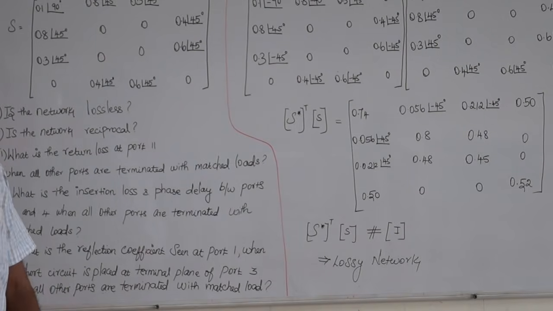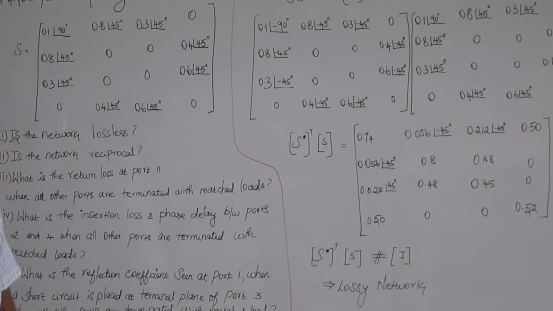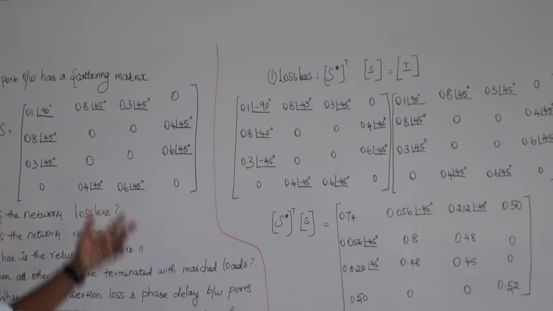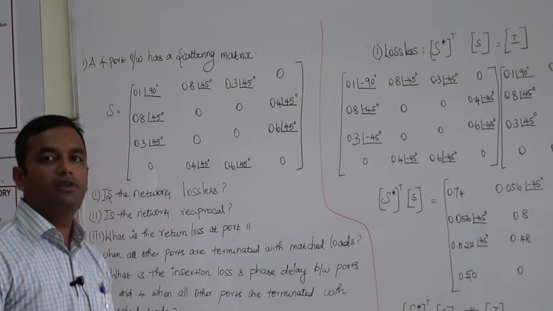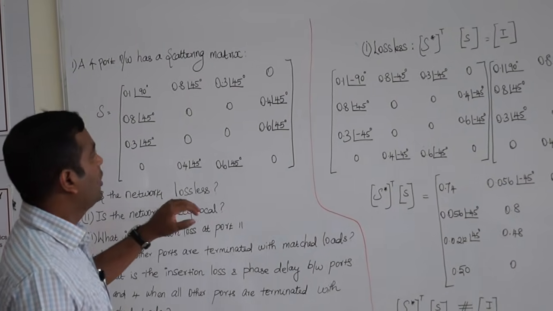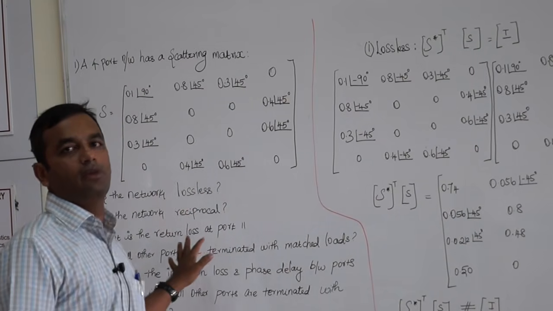In today's class, we will be dealing with the second type of S matrix problems. In the previous video, we saw the first type of S matrix problems, wherein you have a given network and you calculate or estimate the S matrix of the given network. In today's session, we will be talking about a case wherein you are given an S matrix and you are going to analyze the network.